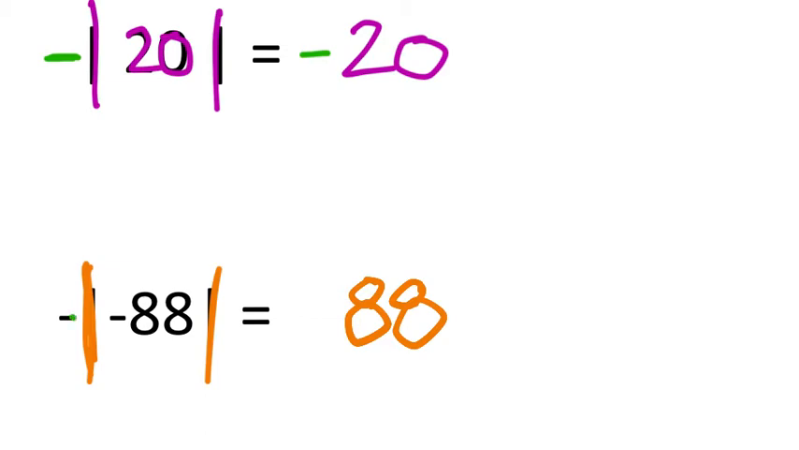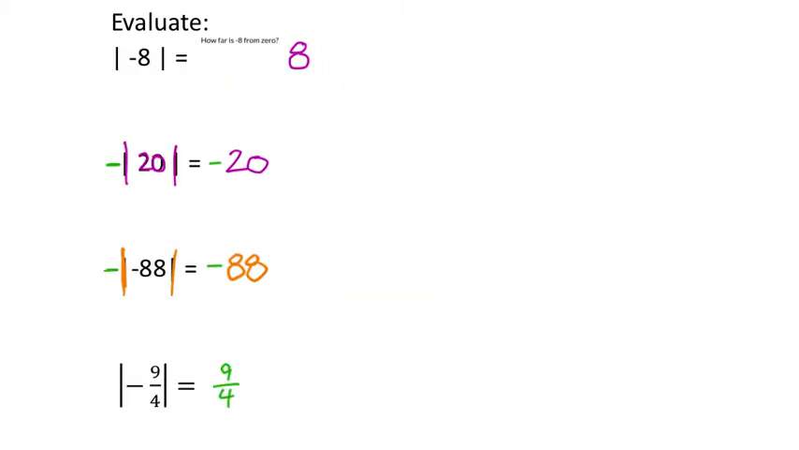But then again, we got this negative on the outside, and that's crucial that it is on the outside, which means it's the negative of that absolute value, and the absolute value was 88, so we're going to take the negative of that, negative 88. So there's a difference between these. Generally speaking, we don't see a lot of mistakes with the top one here and the bottom one, even with the fraction. It's once we start seeing negatives on the outside that we start to see students make mistakes. So be very careful on that.